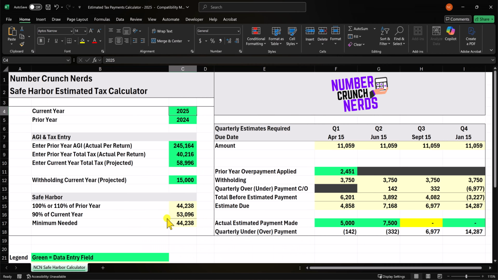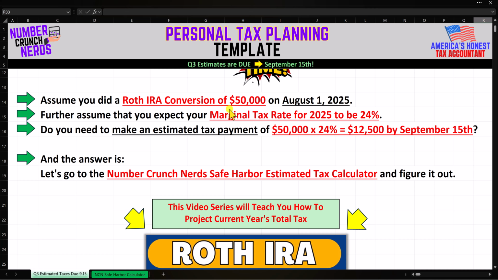Let's rephrase the question so that everybody understands. Right now we are looking at a minimum safe harbor required of 44,238, and that amount is based solely on prior year information. This question right here about a current year Roth IRA conversion is current year information. Therefore, if you're basing your safe harbor estimates for the current year on prior year information, does a fact from the current year actually matter for purposes of figuring out your estimates? And the answer is no.